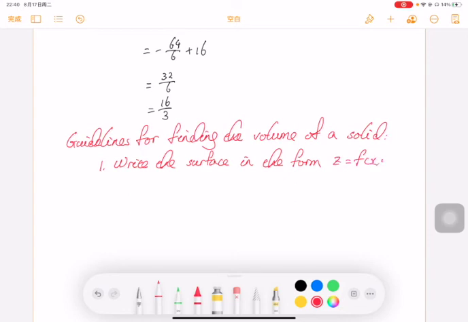Going back to the first example, we were given a plane. The first thing we did was we wrote the height coordinate z as a function of x and y, because this f of x and y is what you are going to be integrating. Okay, and sketch the solid region.